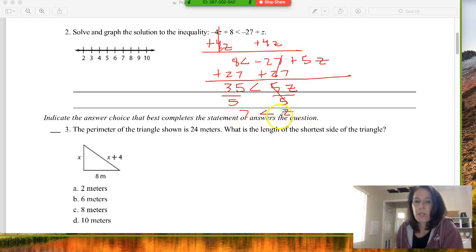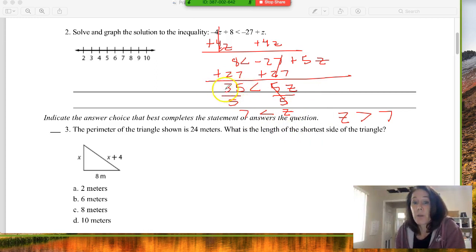And there's my solution. Now, when I graph, I like my z to be on this side. Since z is greater than 7, if I flip these around, I could write it like this. Z is greater than 7 reads 7 is less than z. So if I flip it, I have to flip this inequality. Z is greater than 7. 7 is less than z. All right, so careful when you flip it.